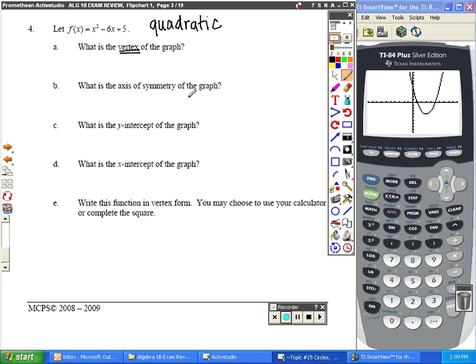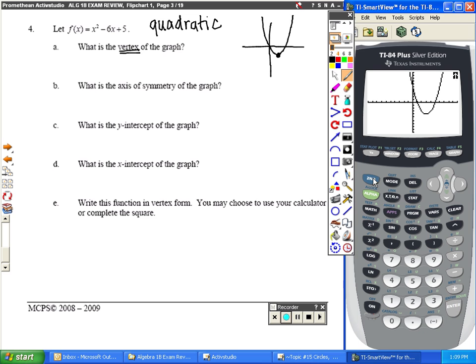Okay, the first question is about the vertex. In order to find the vertex of a parabola, in this case, this is a minimum value because the graph opens upward. So I'm going to ask the calculator to find this minimum value for me. I'm going to go into second, calculate, minimum. And then I need to go close to that vertex.